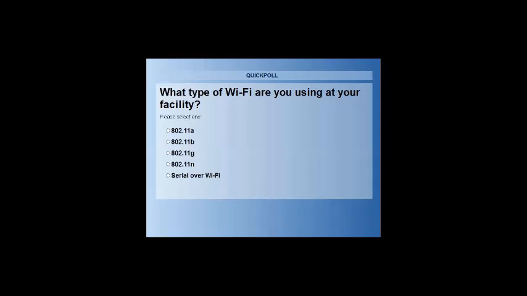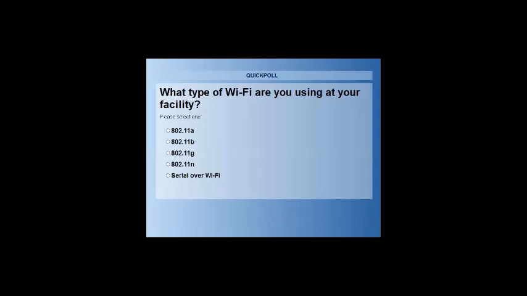Now, I would be remiss if I didn't mention very briefly serial over wireless. Even though the trend is to go towards Ethernet-based networking, there are many, many devices out there that still operate on serial technology. I don't want to forget about serial because it is a very important part of wireless networking as well.